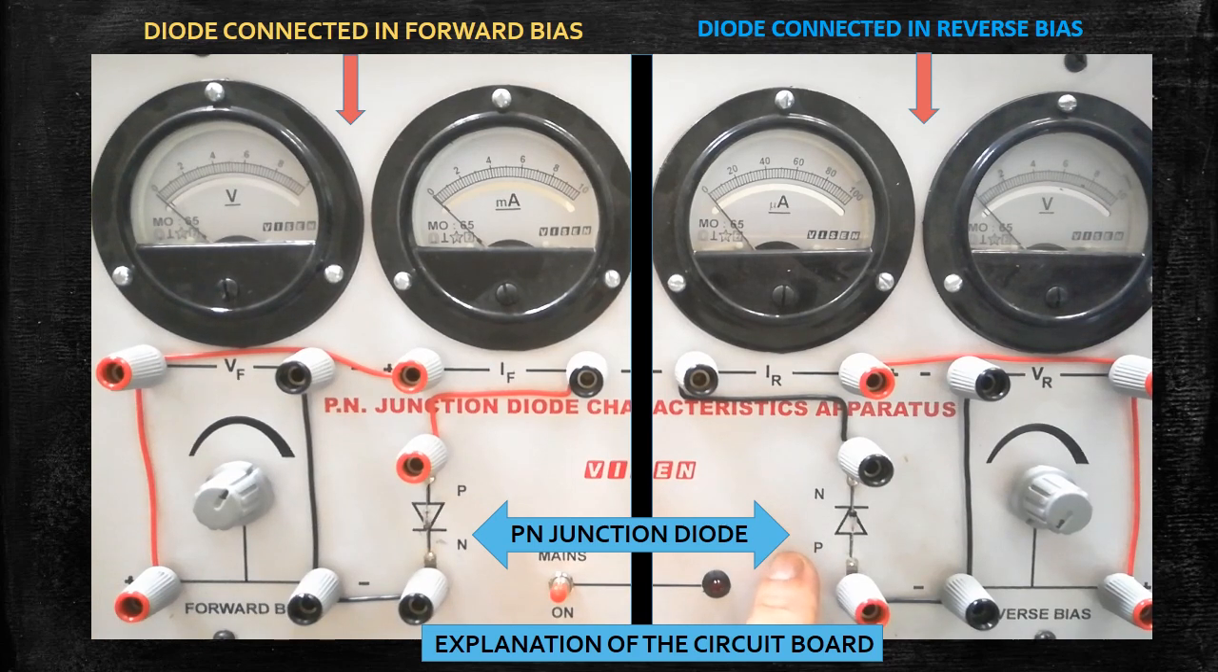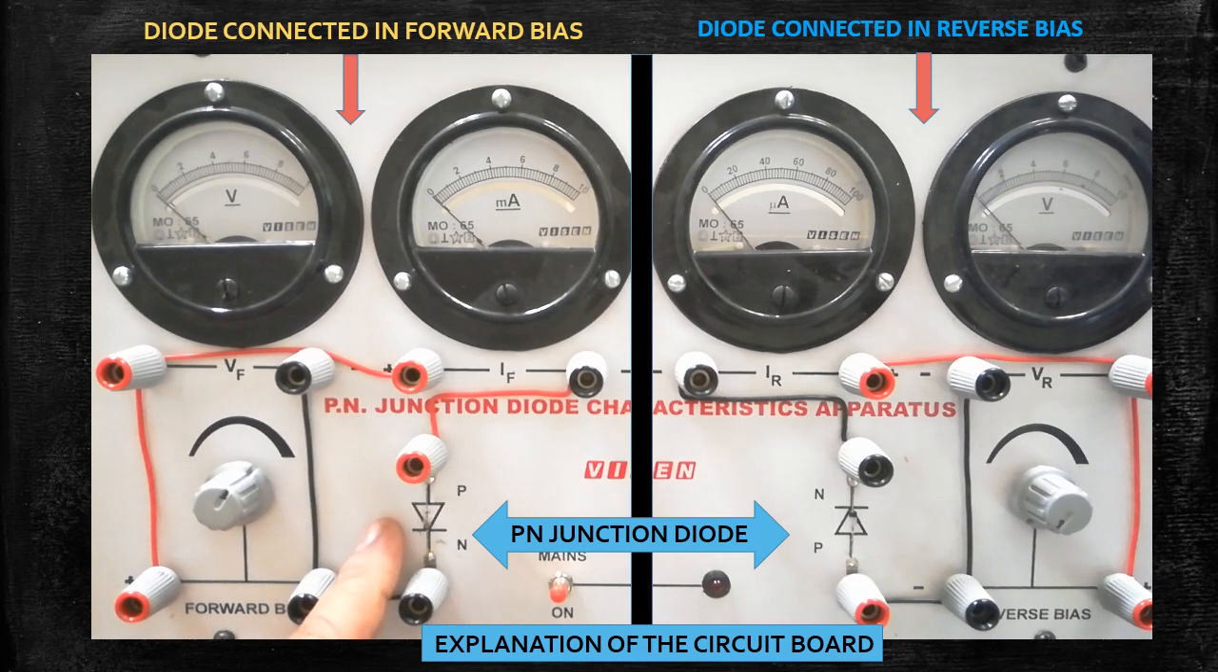Here the same junction diode is connected in reverse bias. The P end is connected with the negative end of the battery and the N end of the diode is connected with the positive end of the battery. Are you clear? If P is connected with negative and N is connected with positive, such a connection is called reverse bias.